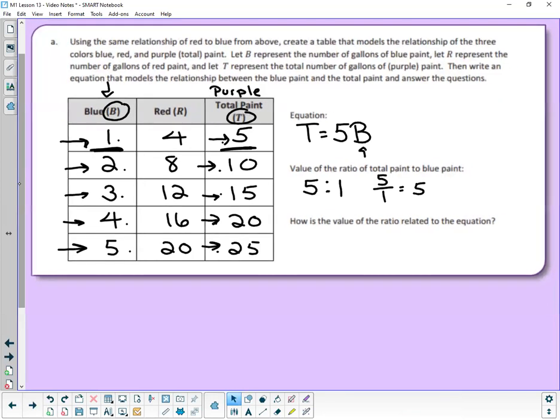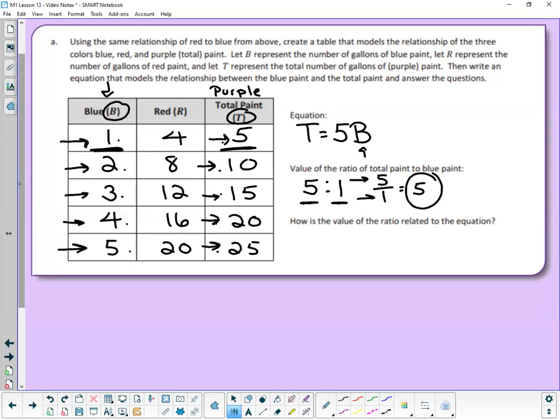Here's the total. Whoops. I put my marker down and I was trying to write with my finger. There's the total. There's the blue. So I wrote it as a fraction. And then I put it in lowest terms in its simplest form, which 5 over 1 is just 5.